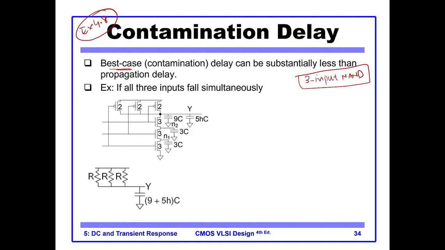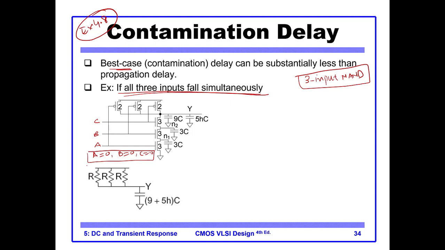So what we can do, if all the 3 inputs fall together, what will happen? If all the 3 inputs fall together means that we have A is equal to 0, B is equal to 0, and C is equal to 0. This was our A, this was our B, this was our C. This is the best case.